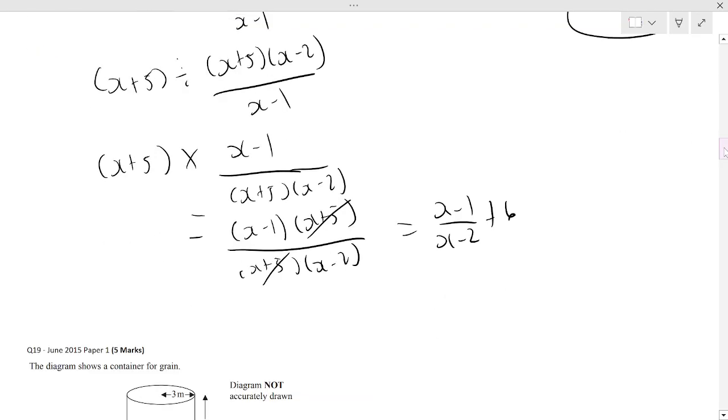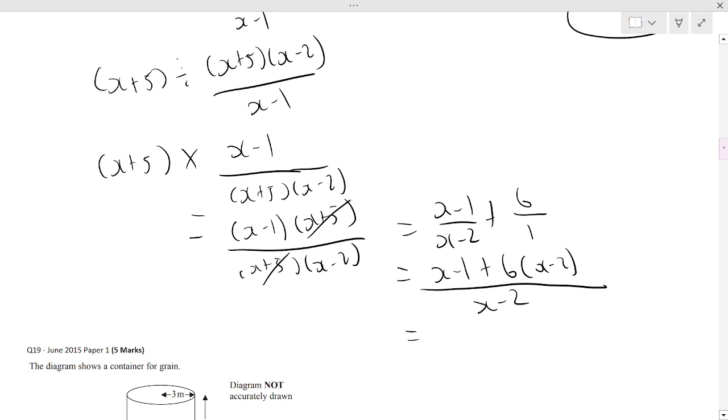Okay, so this is basically saying 6 over 1, right? That's a fraction. So we need a common denominator of x minus 2. So we're going to add 6 times x minus 2, and then it'll be all over x minus 2.